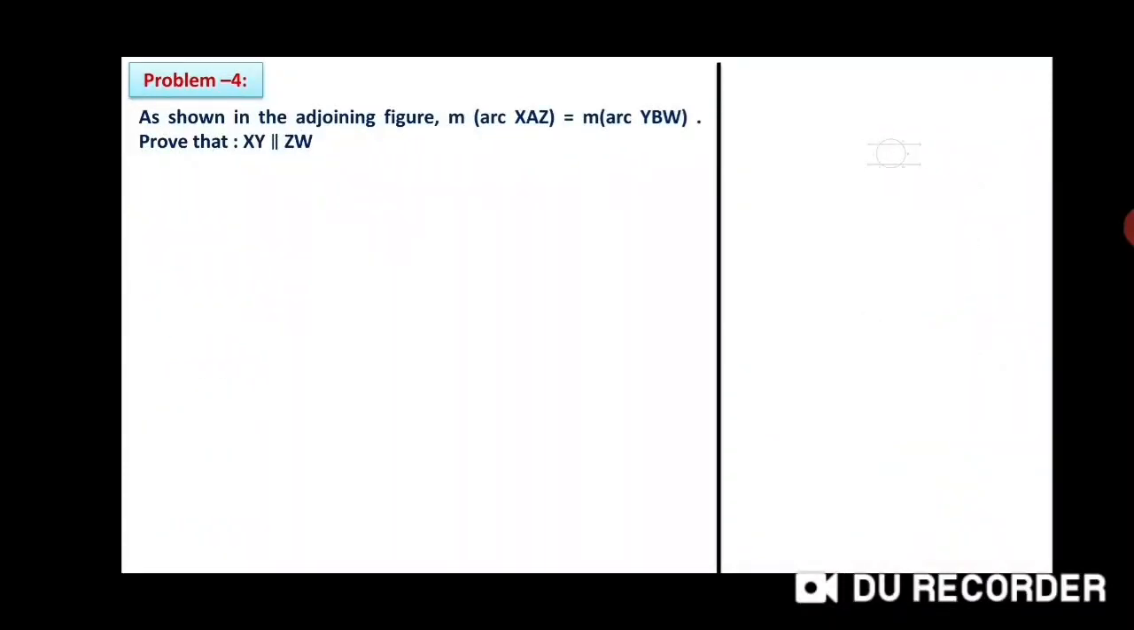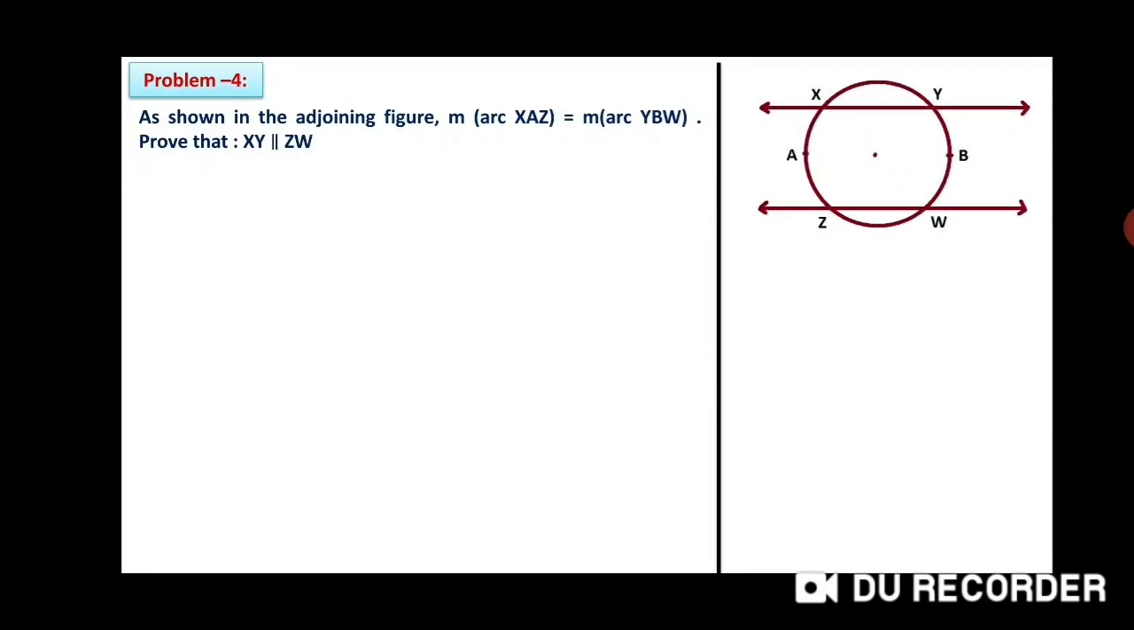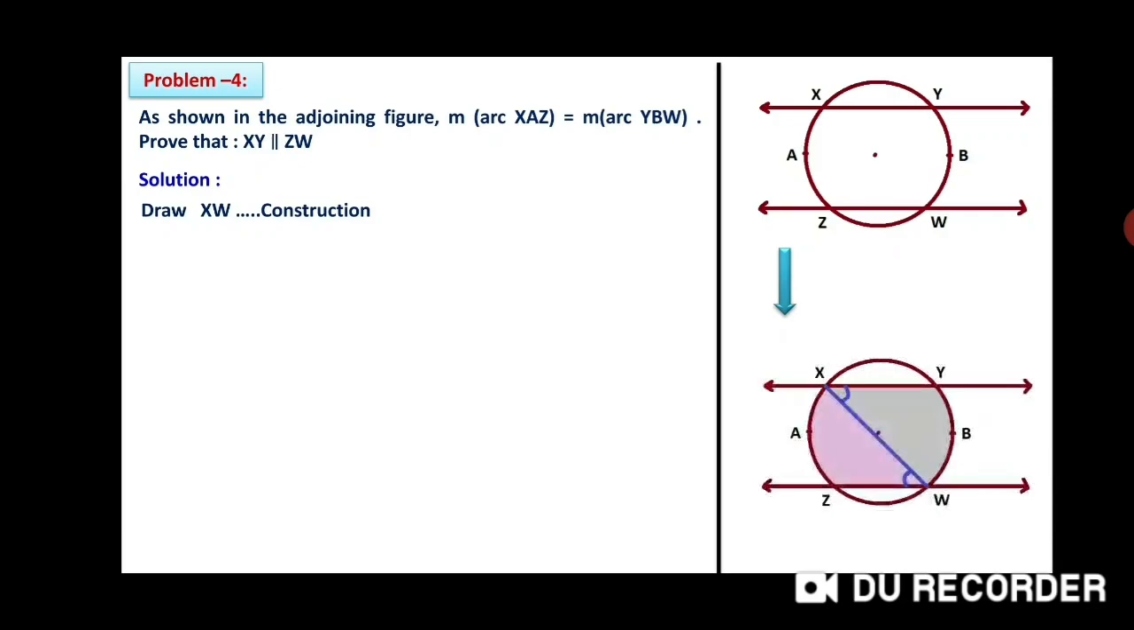Now let us turn towards the fourth problem. As shown in the adjoining figure, measurement of arc XAZ is equal to measurement of arc YBW. You have to show that XY is parallel to ZW. Friends, you have to draw this XW. Here you can see the figure construction.